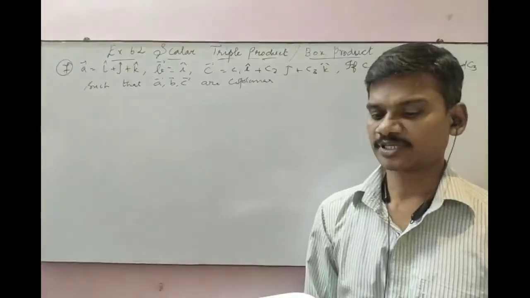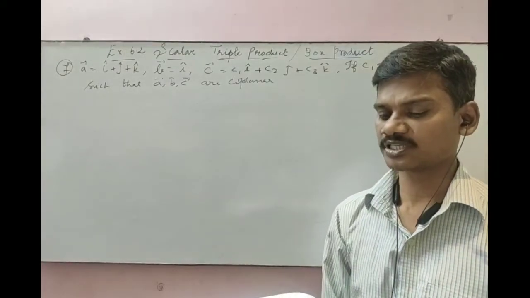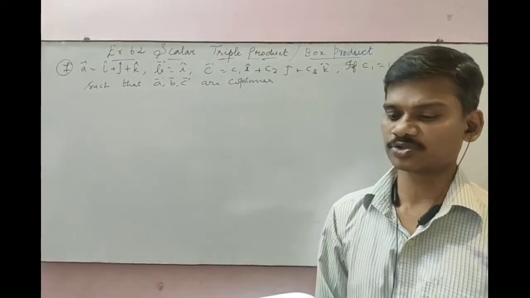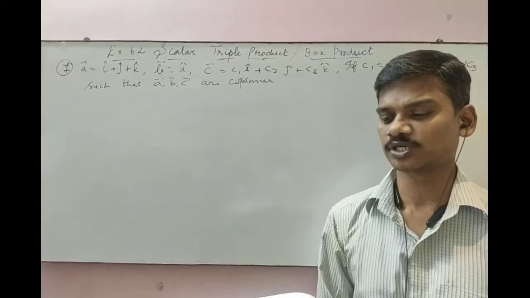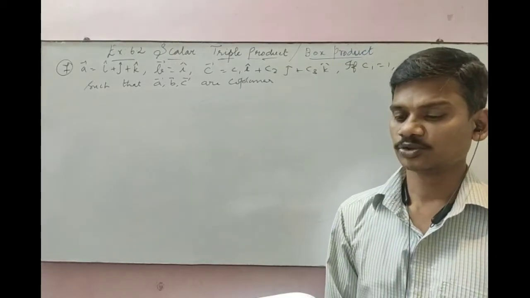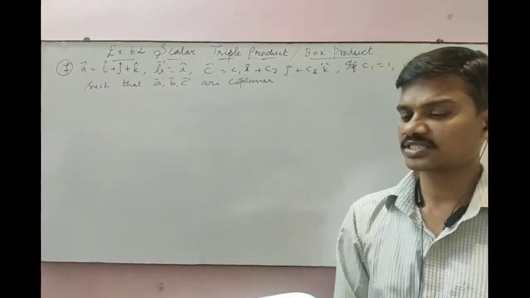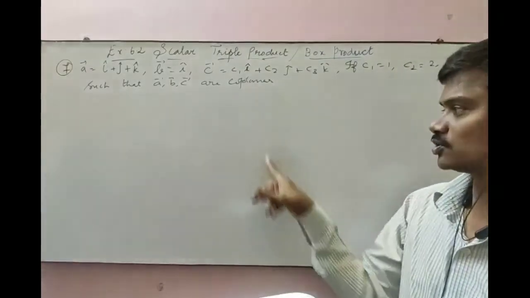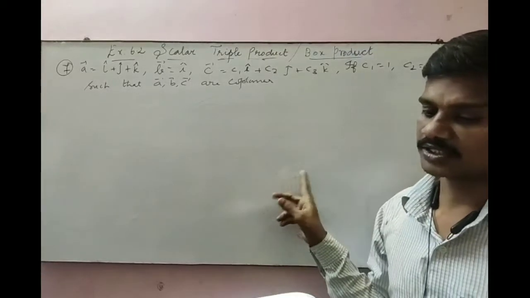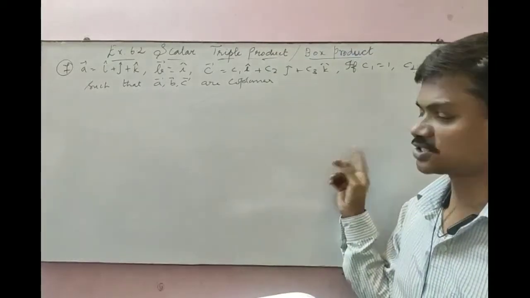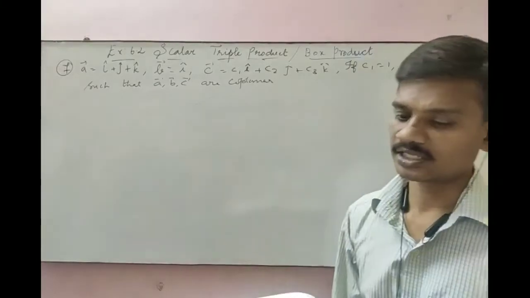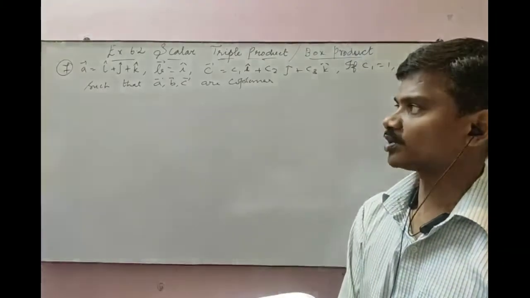Next, the sixth sum. Determine whether the three vectors 2i plus 3j plus k, i minus 2j plus 2k and 3i plus j plus 2k are coplanar. You do this sum as homework. The concept of coplanar is that the box product is 0. So use the determinant with the three vectors. The answer should be 0. If the answer is 0, then the given three vectors are coplanar.